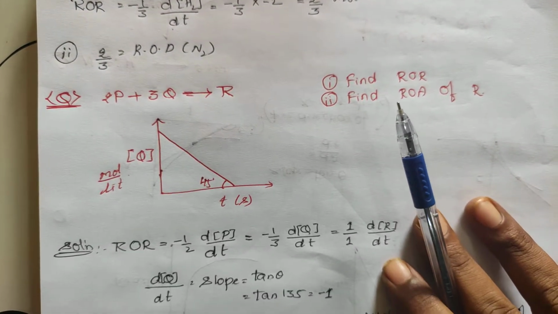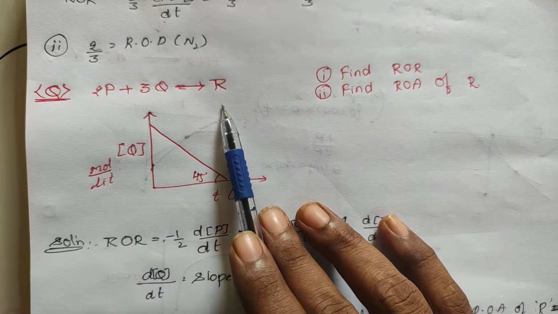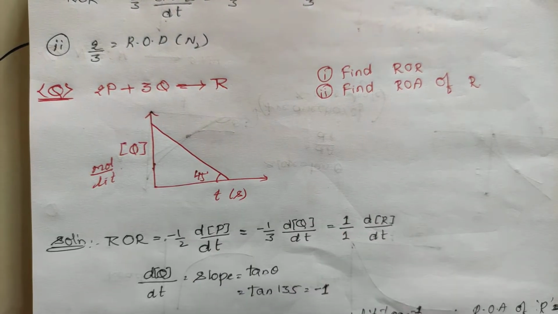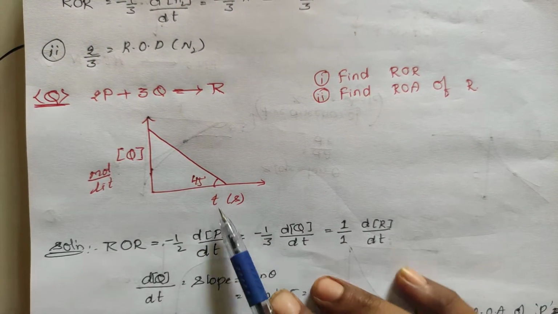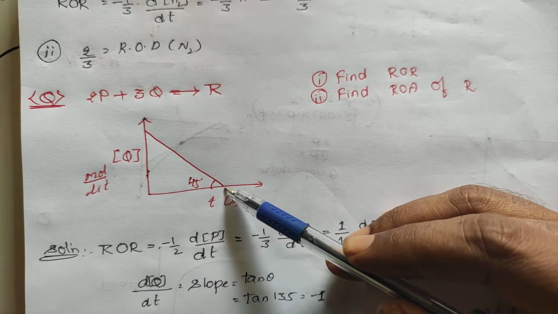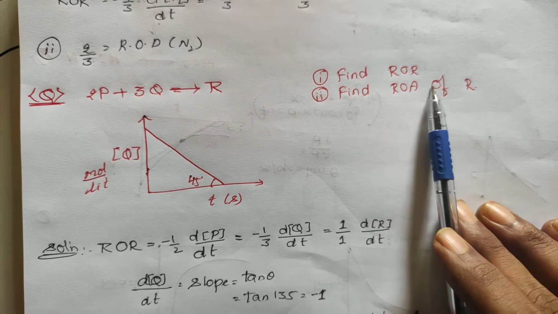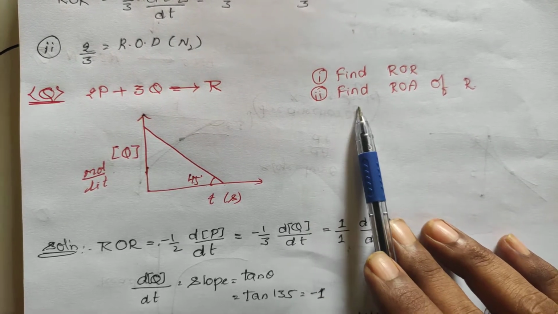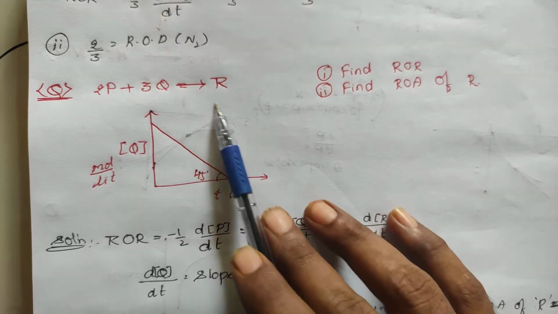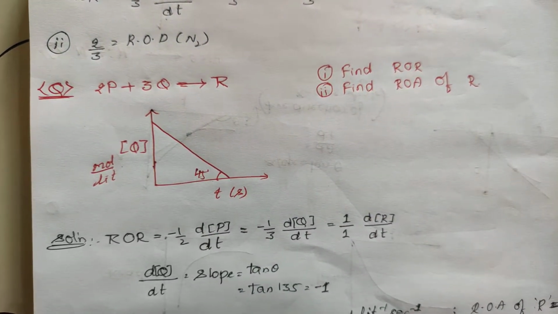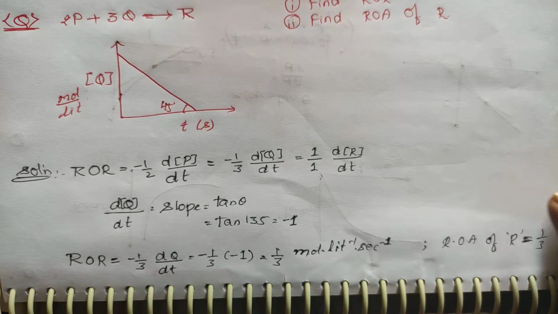Let us take one more question. 2P plus 3Q gives rise to R. The graph represents the concentration of Q with respect to time, and it intersects the x-axis at an angle of 45 degrees. The first question is to find the rate of the reaction, and the second is to find the rate of appearance of R. He is asking for the appearance of R; R is a product, so it will keep appearing. Right, students? Pause the video and try to solve the question.